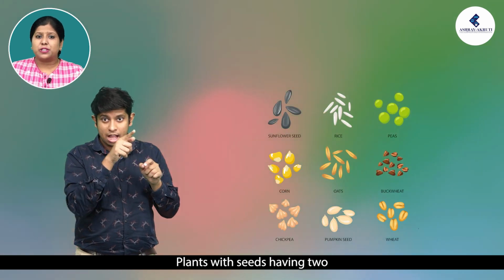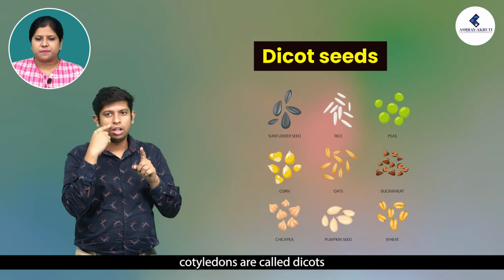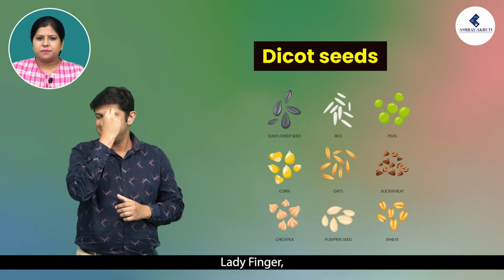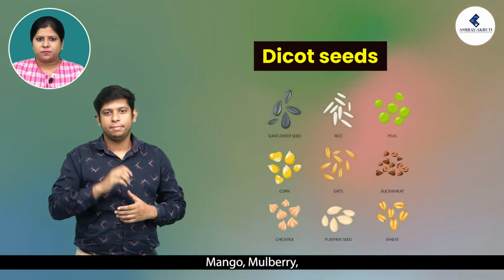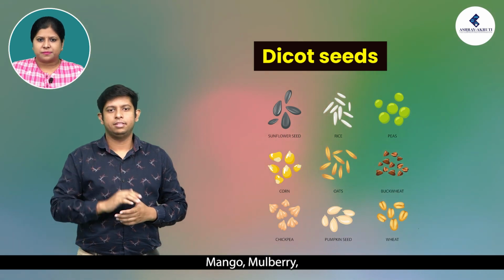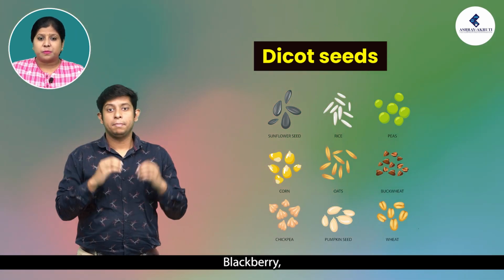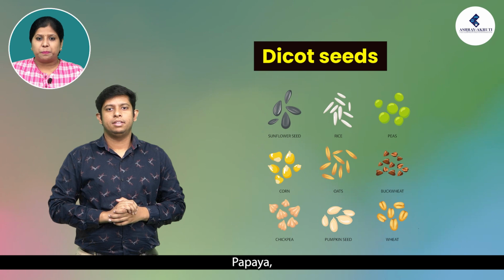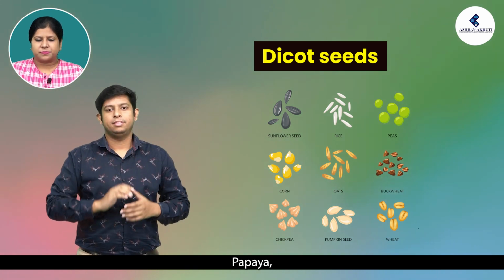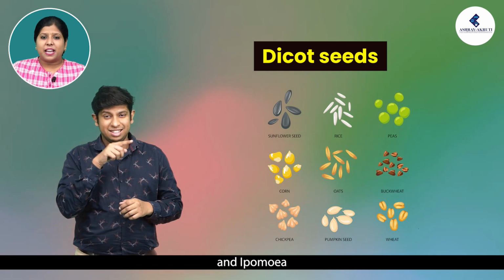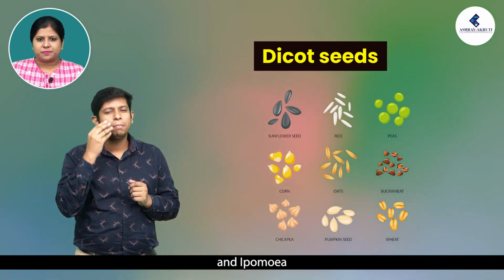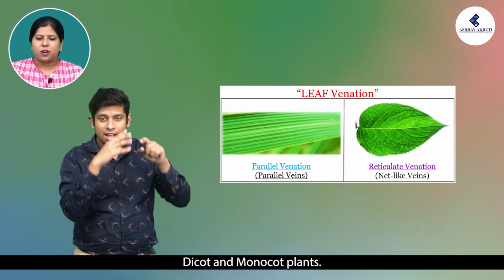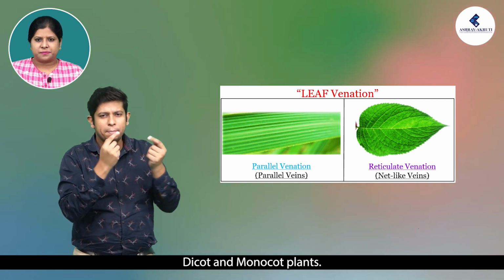Plants with seeds having two cotyledons are called dicots. Examples: tomato, ladyfinger, mango, mulberry, blackberry, begonia, papaya, brinjal and ipomoea. Let's see some differences between dicot and monocot plants.